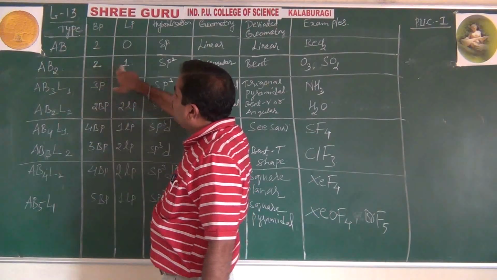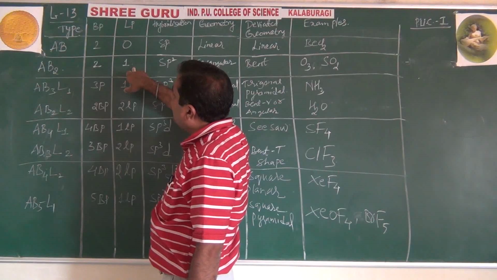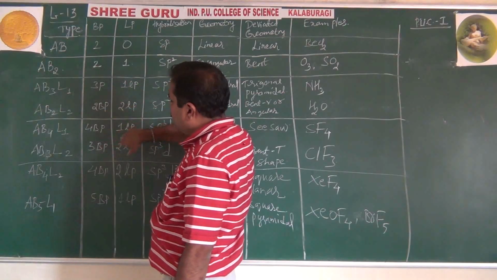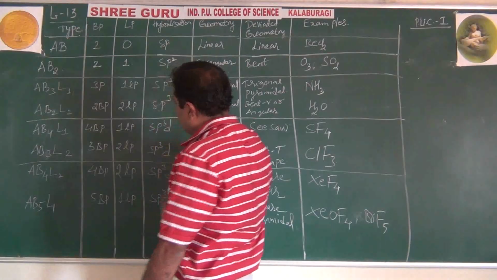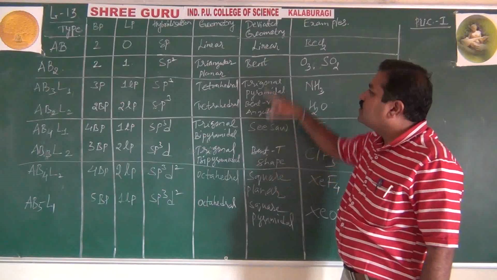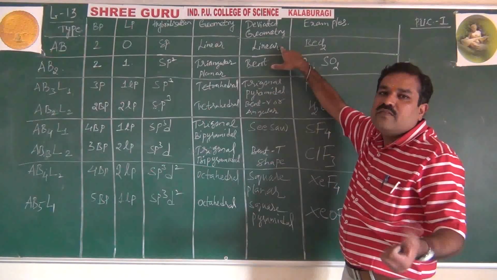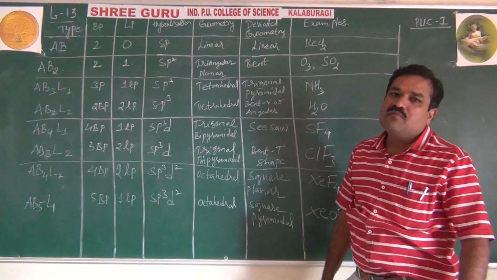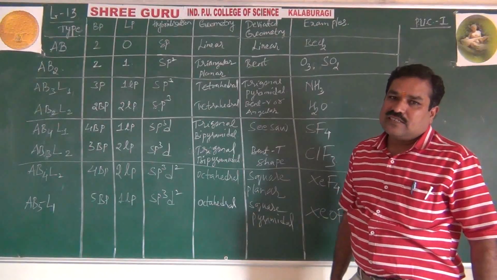2 bond pairs, 1 lone pair, okay? 3 bond pairs, 1 lone pair, 2 bond pairs, 2 lone pairs, 4 bond pairs, 1 lone pair, 3 bond pairs, 2 lone pairs, like this. As a lone pair enters, there is a disturbance in geometry. If the lone pairs are 0, no deviation in the geometry. Please try to remember this table very perfectly. Very, very important for NEET purpose.